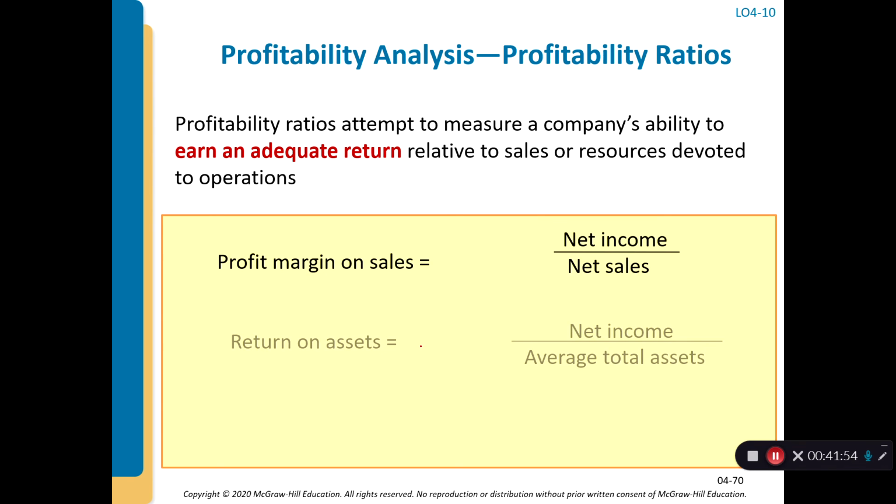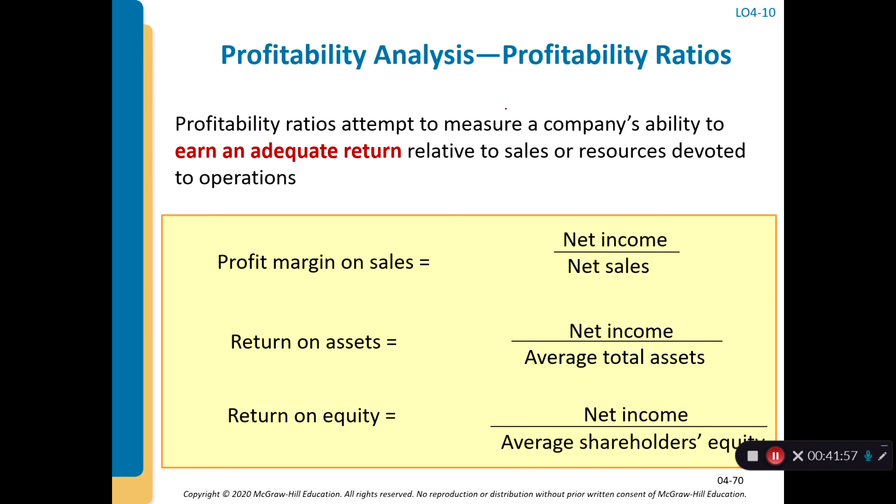And another thing we want to look at is the profitability analysis. It attempts to measure the company's ability to earn adequate return relative to the sales or resources being devoted to the operation. So the first thing we want to talk about is profit margin, which we use net income divided by net sales. The second ratio is the return on asset, which uses net income divided by the average of total assets. And the last one is return on equity, which is net income divided by average shareholders' equity, right?